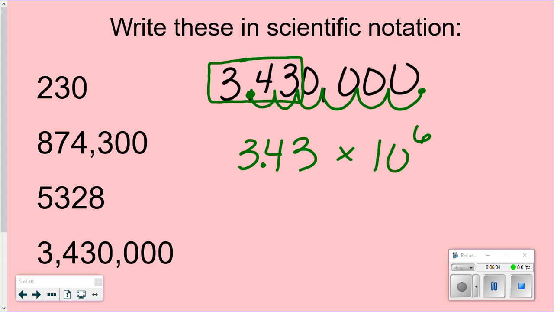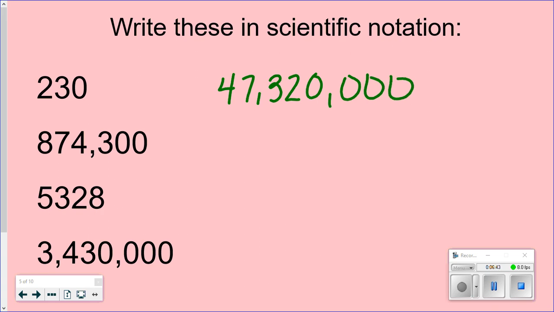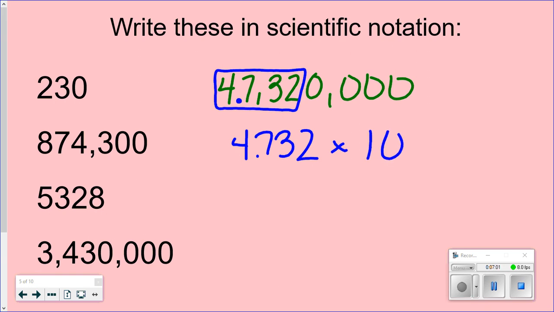Let's try another one. Now you do this one by yourself. Pause me, and write this in scientific notation by yourself. Okay, so your real numbers. Write me in between 1 and 10. There you go. Times 10. Now, if I put my decimal here, it's 1, 2, 3, 4, 5, 6, 7. 10 to the 7th power.